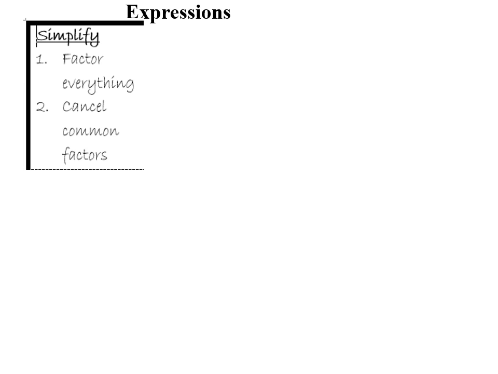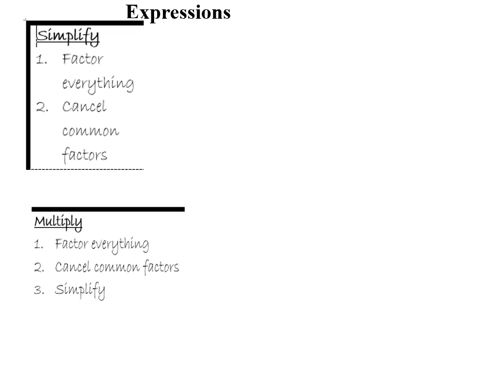So first off, simplifying. There are two basic steps. One, factor everything and cancel common factors. On multiplying, you still factor everything, cancel common factors, and then simplify. So a couple of examples. Simplify 2x squared plus 4x divided by x squared minus 4x minus 12. Factor the numerator, factor the denominator.